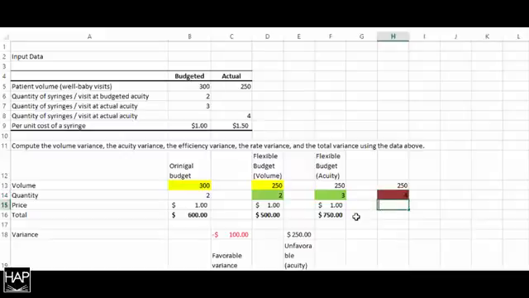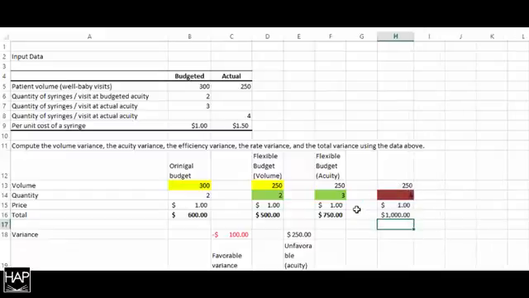So then we're still assuming that the price was $1 per syringe. So we haven't gotten all the way to reality yet. But then to calculate the total cost of syringes in this scenario, we're going to take the volume of visits of 250 multiplied by the quantity of syringes used. So this is accounting for both acuity and efficiency. Multiplying by the price of the syringe, $1. So then we see that the syringes actually cost $1,000 in this case.